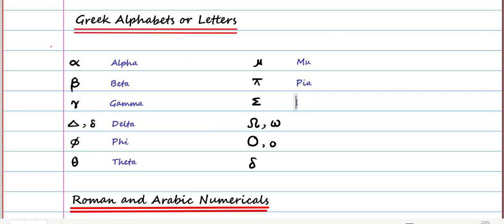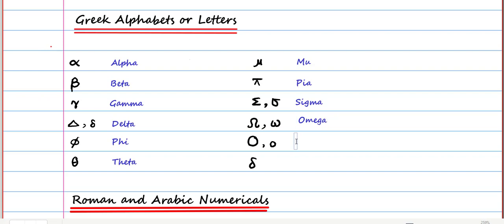And what is this? This is sigma. You can also write the symbol of sigma as this. This is also a representation of sigma. And the next, what do we call it? This is known as omega.